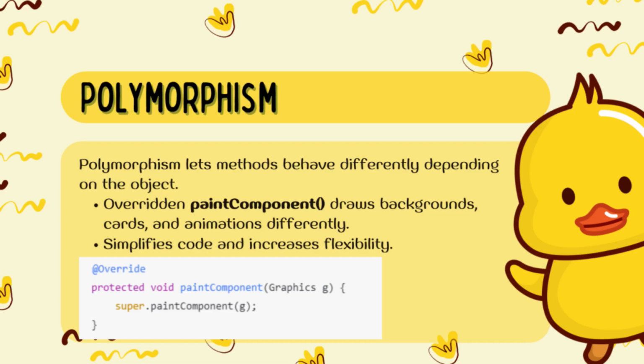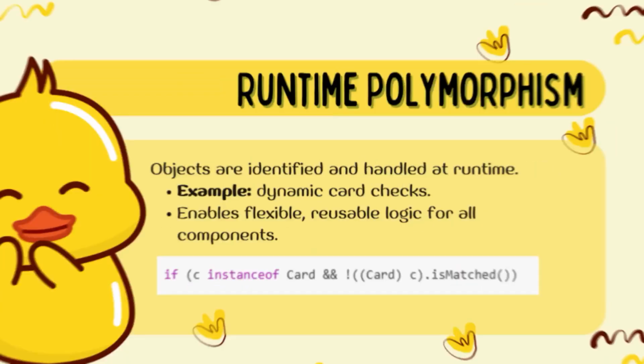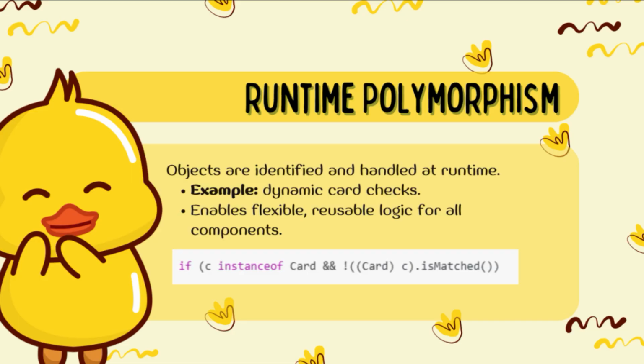Polymorphism allows the same method to behave differently depending on the object. Different components override paintComponent to draw backgrounds, cards, and animations differently. Runtime polymorphism. Here, the program checks components at runtime and treats them as card objects, demonstrating dynamic method dispatch. This allows flexible behavior without hard-coding logic for each component.